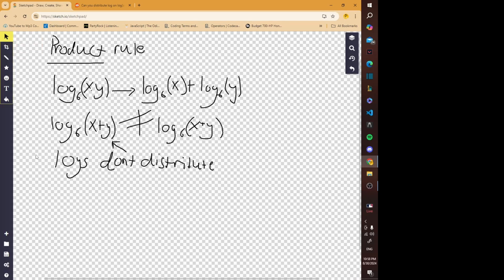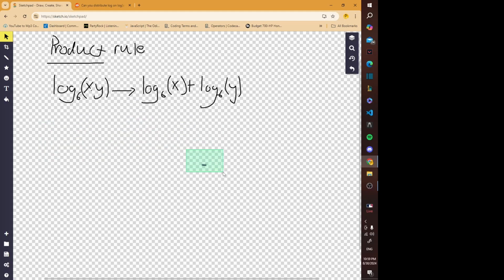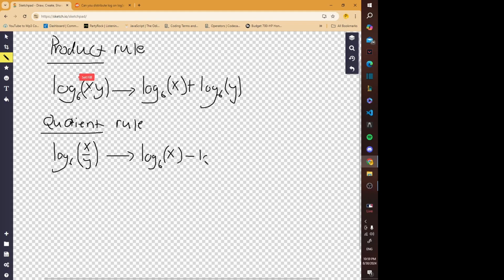Alright, so let's start getting into our next rule, okay? And that is the quotient rule, alright? Similarly to the product rule, when I look at the quotient rule, I immediately think of quotient, well, division, okay? So that's just what we're dealing with here. So if you have log base 6 of x over y, you maybe can infer that you could expand it as so: log base 6 of x minus log base 6 of y.